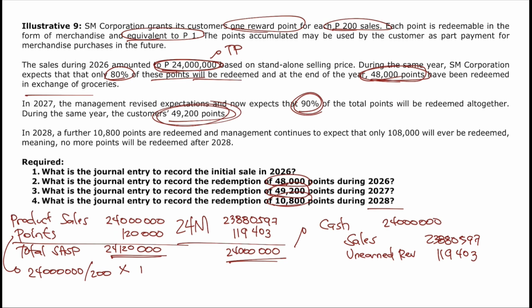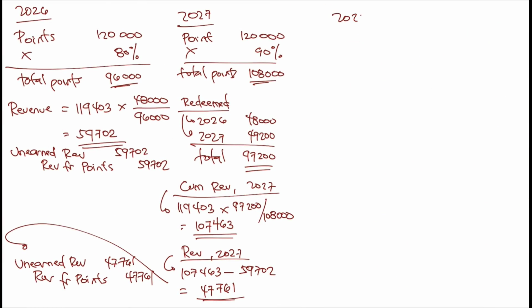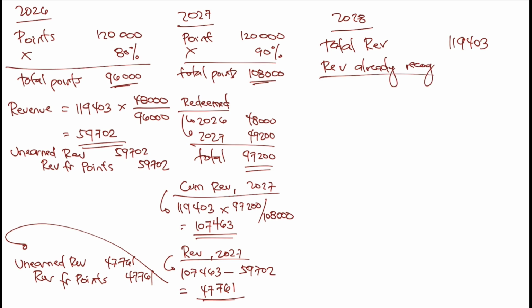So in 2028, a further 10,800 points are redeemed, and management continues to expect that only 108,000 points will ever be redeemed, meaning no more points will be redeemed after 2028. So if that's the case, if 108,000 pa din ang ine-expect natin and wala nang ine-expect na ma-redeem in the future, yung total revenue supposedly na na-recognize natin, which is 119,403, ibabawas lang natin yung revenue already recognized. Gagawin mo lang to kapag tapos na, kapag wala nang points na ma-redeem sa future.